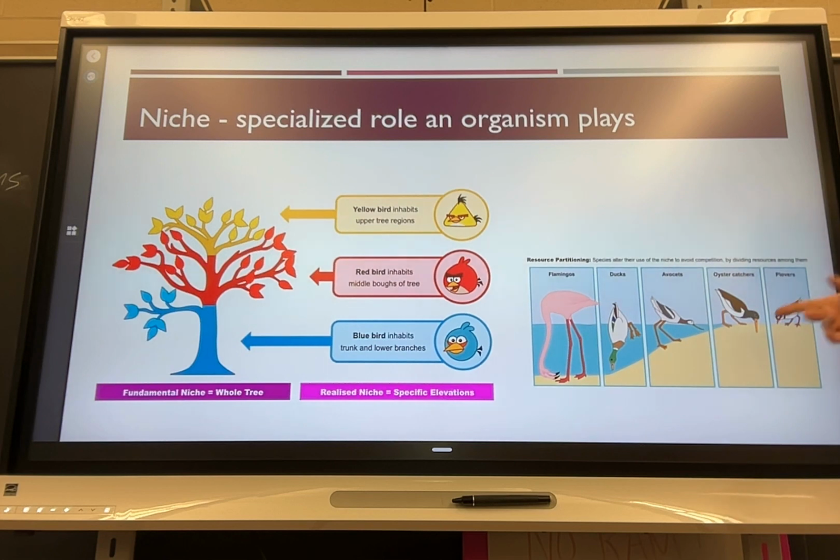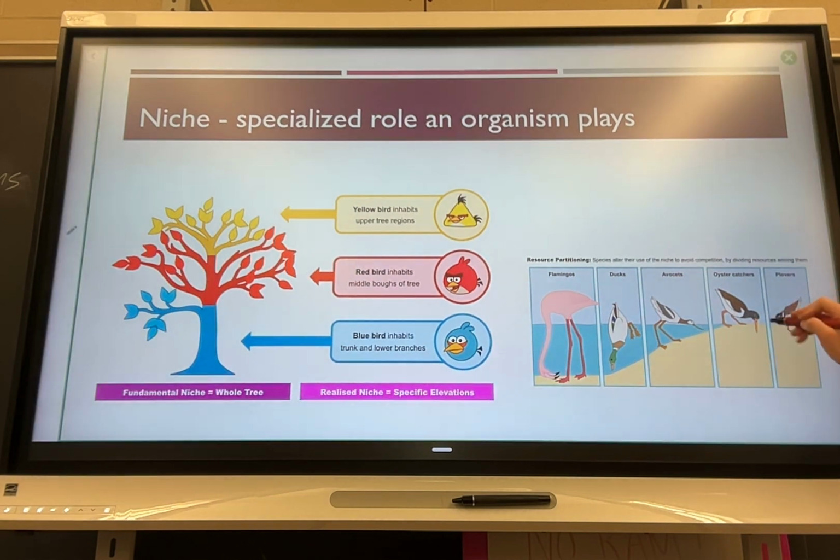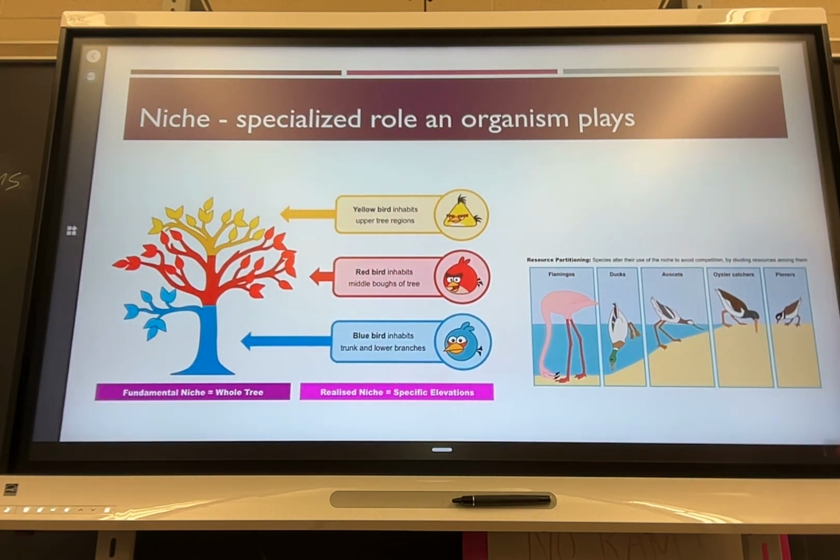Oyster catchers don't have these long legs, so they are more likely to exist over here where the water meets the sand. And plovers, another type of shorebird, so all of these are different types of shorebirds except kind of the duck. The plovers, typically, they have really short legs, really short necks, so they are more likely to inhabit the sandy areas. So you can see with these niches, we have different traits. So these traits better help them to survive in their specific area.